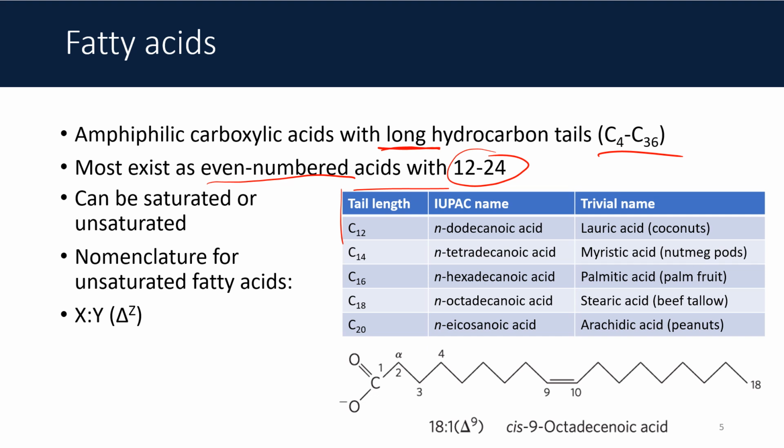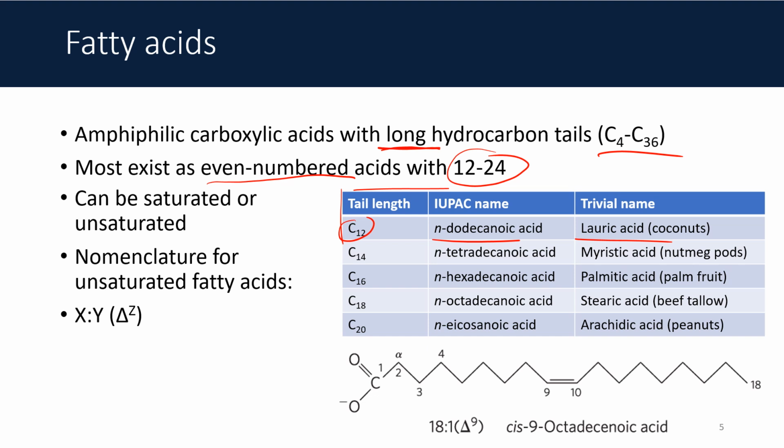Lauric acid, we just discussed, that's a C12. The technical IUPAC name is n-dodecanoic acid. I certainly don't expect you to remember the trivial names, which is really just where they were first isolated from, or the IUPAC names for that fact. Just be generally aware that this is how we name them.